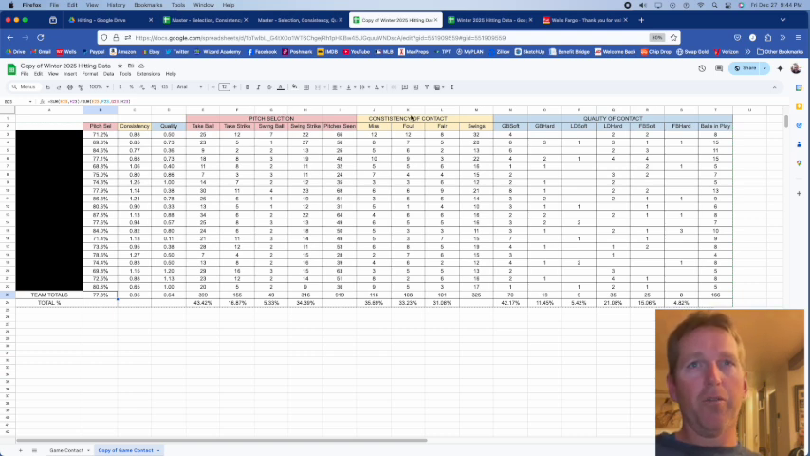Then we're going to take it over to consistency of contact. So this is essentially when you swing the bat, you are either going to swing and miss, hit the ball foul, or hit the ball fair. Basically, your bat-to-ball skills. Obviously, we don't want to swing and miss, and we want to hit balls fair. So how this calculator works is it's 0 points for a swing and miss, 1 point for a foul ball, and 2 points for a fair ball.